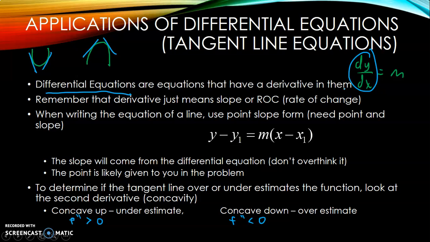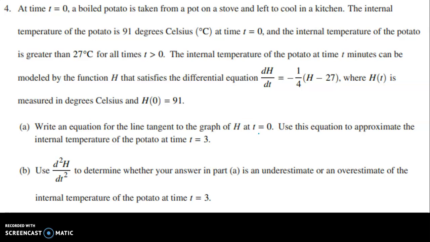So let's look at a recent AP exam question. So again, don't copy all of this down. I'm going to read through this and then we're going to simplify it on the next slide. So at time t equals 0, a boiled potato is taken from a pot on a stove and left to cool in a kitchen. The internal temperature of the potato is 91 degrees Celsius at time t equals 0. And the internal temperature of the potato is greater than 27 degrees for all times t greater than 0. The internal temperature of the potato at time t minutes can be modeled by the function h, which satisfies the differential equation dh/dt equals negative 1/4 (h minus 27), where h of t is measured in degrees Celsius and h of 0 is 91.